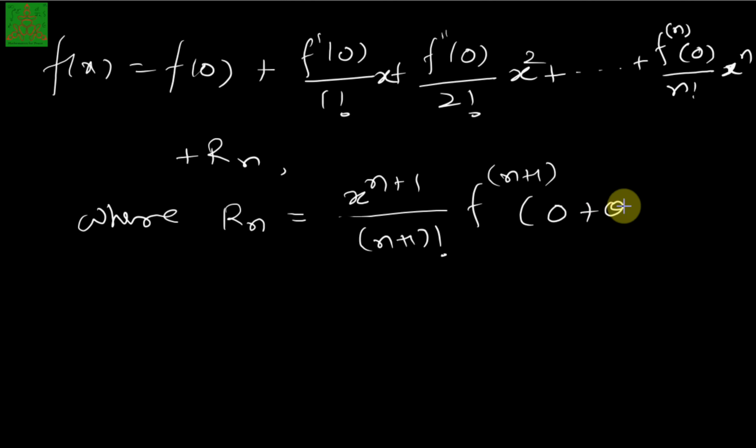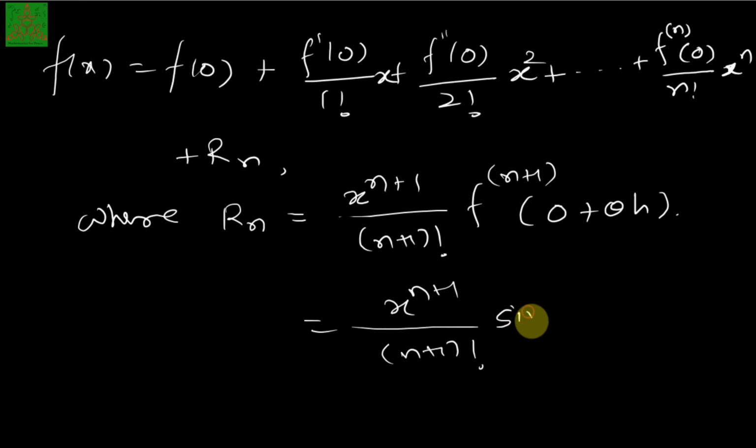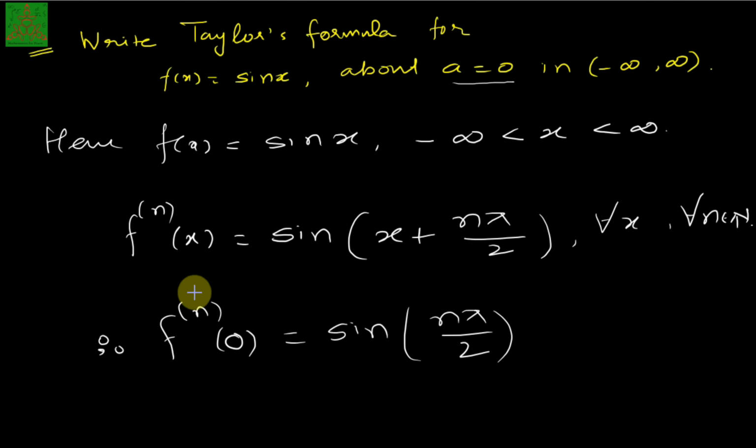Now we have to prove that this Rn tends to 0 as n tends to infinity. So let me substitute this value, that is x^(n+1) upon (n+1) factorial. The value of the derivative of the function f, which is sine, gives you sin((n+1)π/2 + theta h), because f^(n) at x is sin(x + theta h). Here, instead of x we have theta h, so that's why we have theta h plus (n+1)π/2.